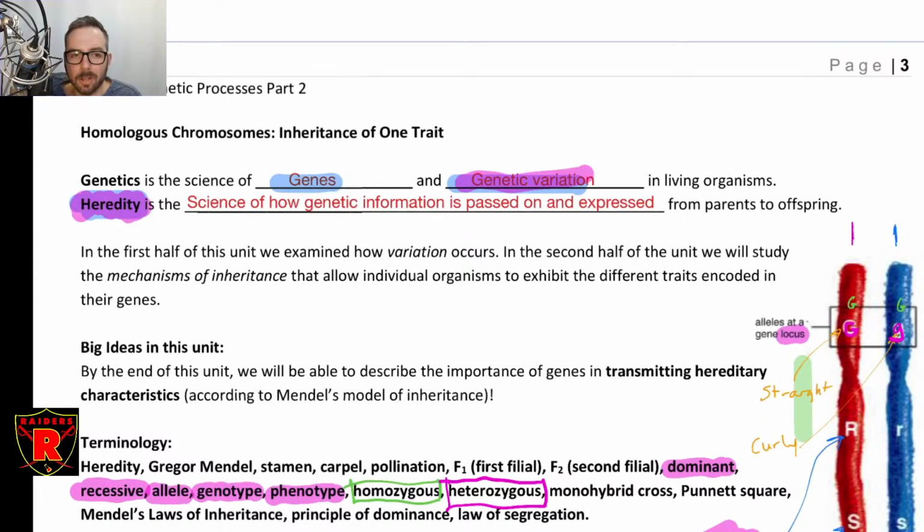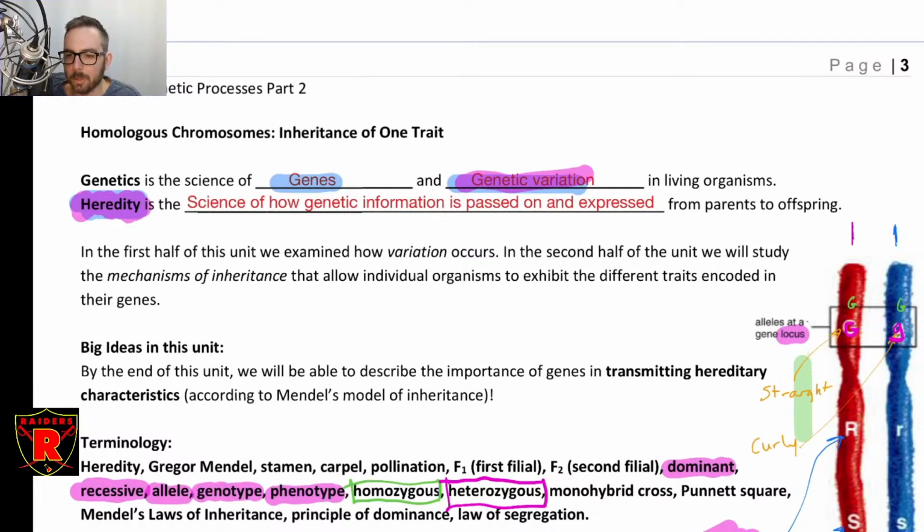Now, we're going to call on our knowledge of meiosis, which is how we have decided which alleles are going to go into our offspring. That's how we made our gametes. But we're going to be focusing on gene expression a lot more in this unit, talking about how you go from having this in your genes to having this actual characteristic in offspring. So we were looking at just genetics in general, which is the science of genes and genetic variation in living things. And now we're going to be focusing in more on the heredity component, which is how you pass it on and express it from parent to offspring.